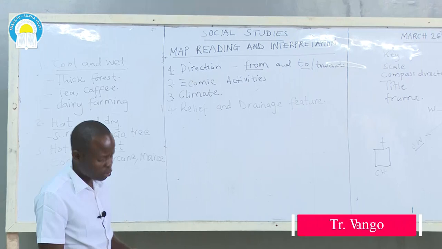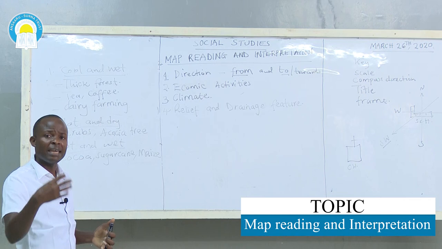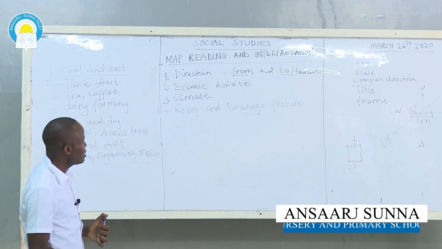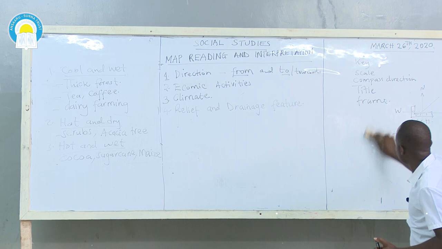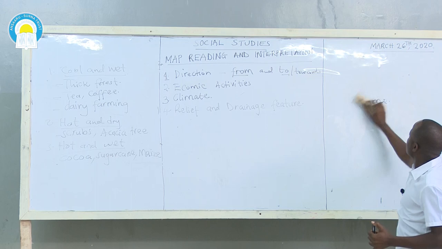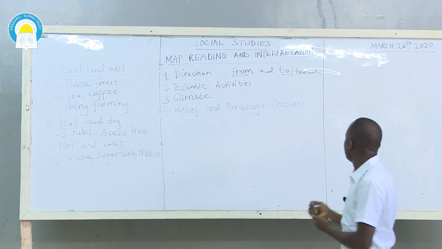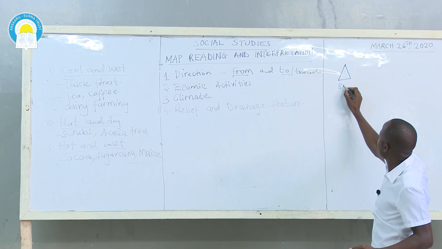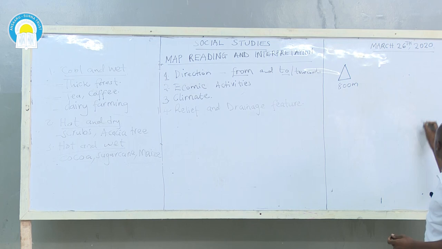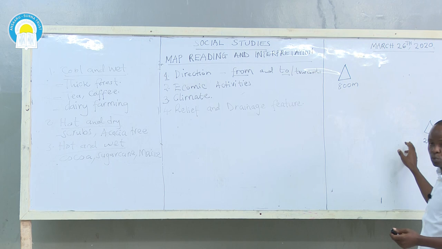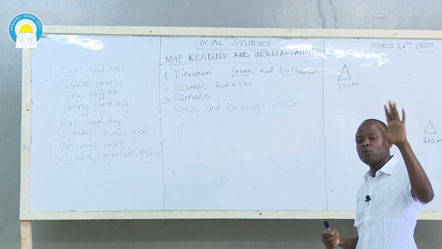Here you'll be asked a question like the highest point of the area you are dealing with. For us to tell the highest point and the lowest point on the map, you will be given the altitudes of different parts. For example, you'll be shown that this part is 800 meters above sea level, and at this point you'll be told that this part is 200 meters above sea level. So they differ in altitude. When you are given the altitude, you can easily tell the highest point and the lowest point of the area you are dealing with.